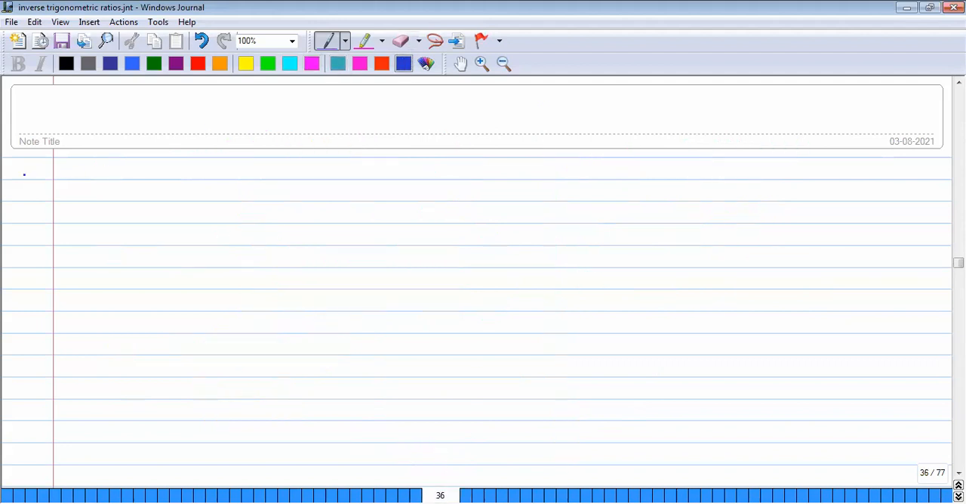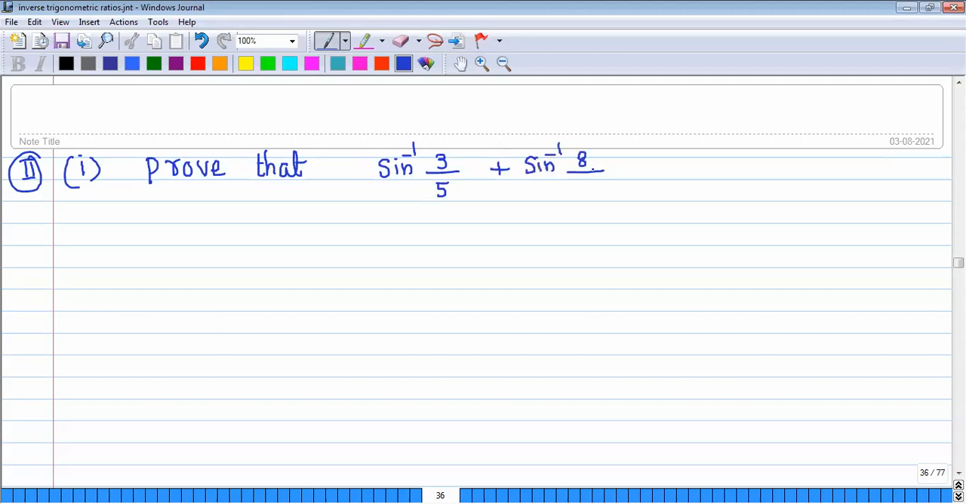Right. This is the second section in that first problem. Prove that, it's very interesting. Prove that sin inverse 3 by 5 plus sin inverse 8 upon 17 is equal to cos inverse of 36 upon 85. Any idea to solve this problem?